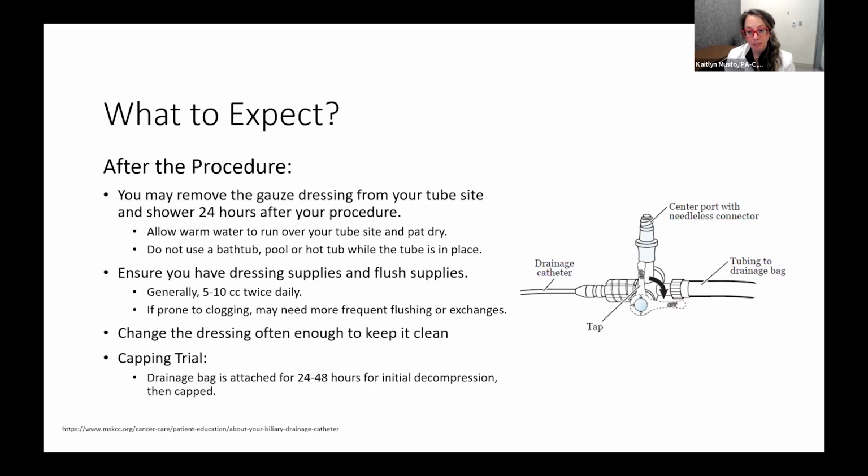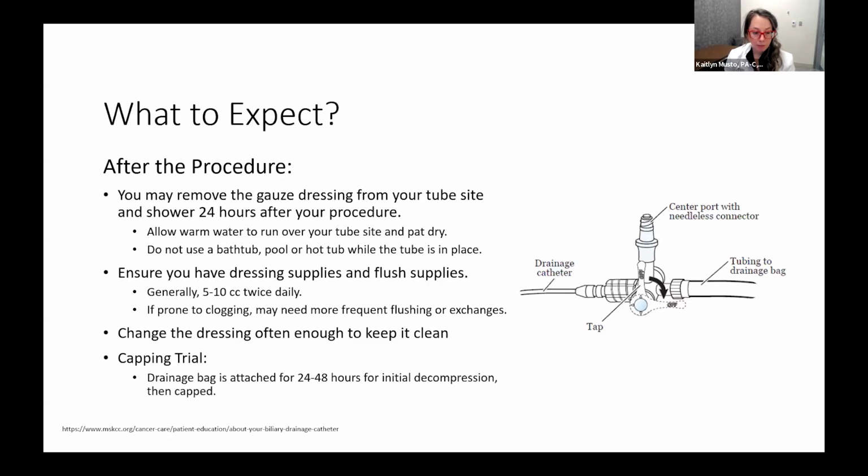Typically, it is recommended that these tubes be flushed. The amount and timing will vary a little bit depending on your provider and where you're being seen. Oftentimes here, we recommend about 5 to 10 cc's twice a day. If a tube is prone to clogging, it may need more frequent flushing or exchanges. And this again is a picture here of the drainage catheter with the stopcock. You'll move this away from where you want the flush to go so that it goes to the right spot. And really you want to change the dressing often enough to keep it clean.